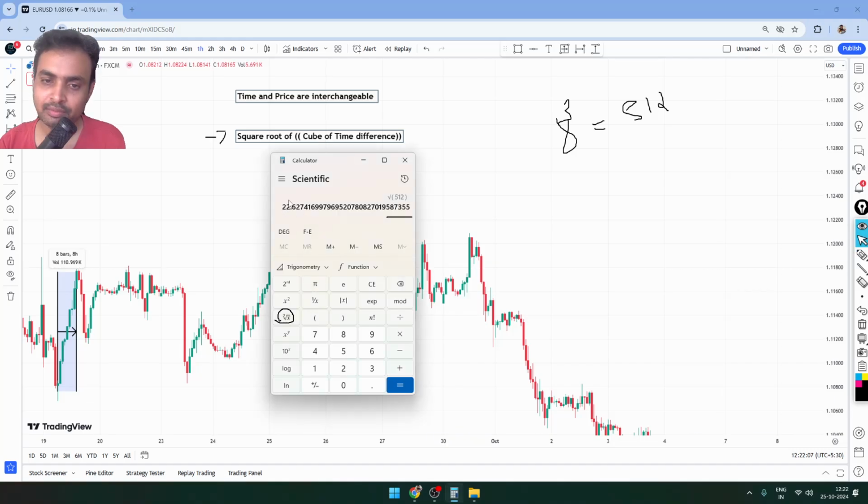I'm getting 22.6. Right? There are so many digits, but you can take 3 digits or 4 digits. 22.6, that is my square root value. I can take 22.6, or I can take 22, or I can take 23, because it's a decimal, right? So you can round this number. So 23 or 22 you can take.